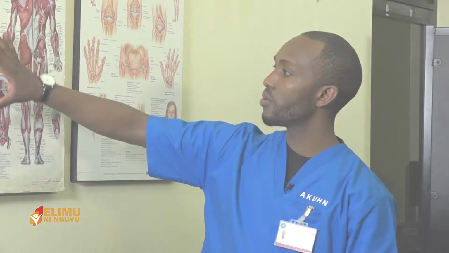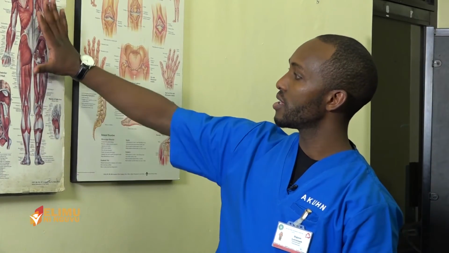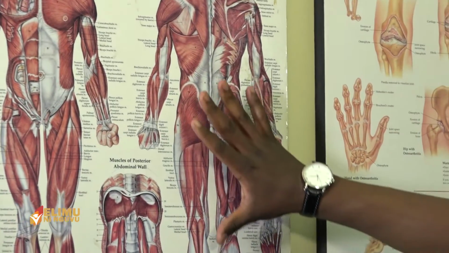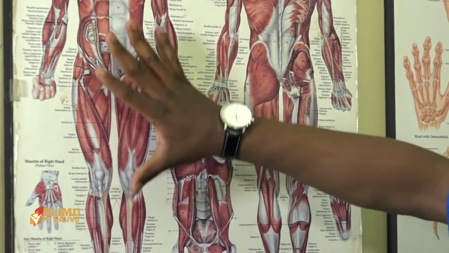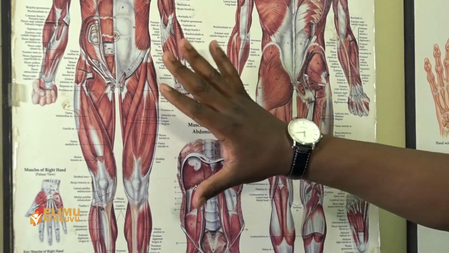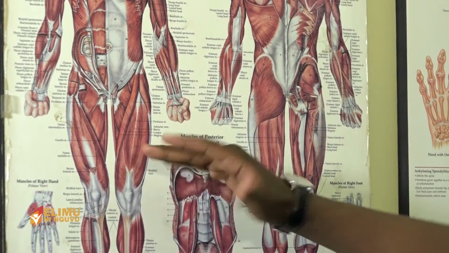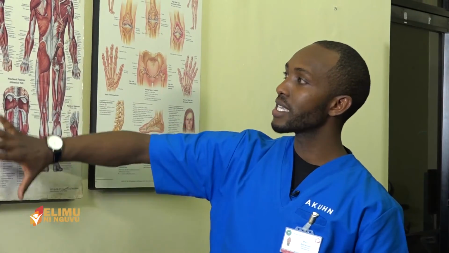Generally, this is how the human body presents. This is the posterior part, the behind part of your body. This is the anterior part, the front part of your body. So, as you see, this is a body without the skin.